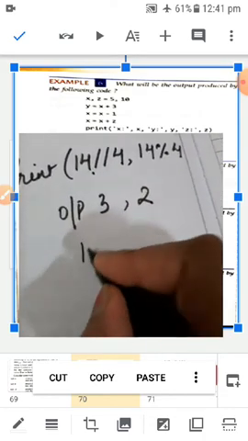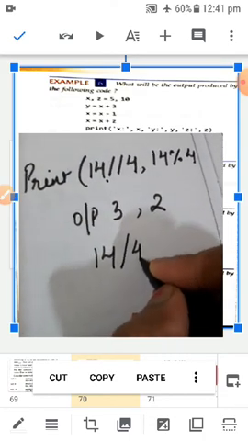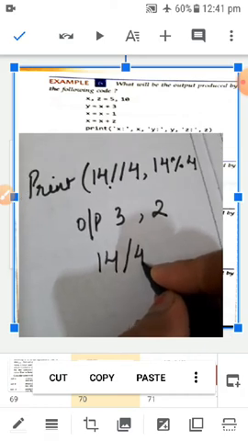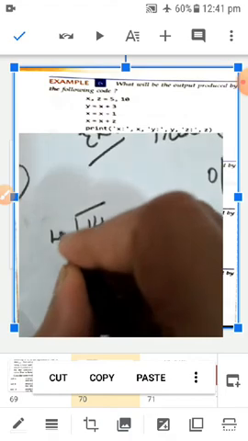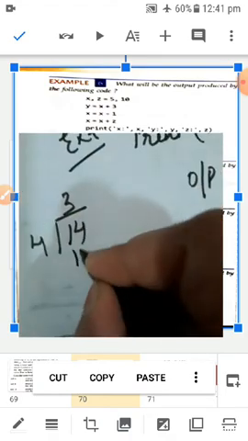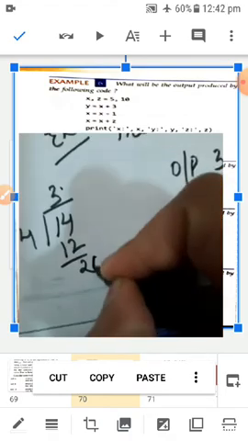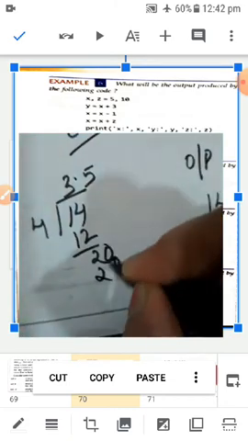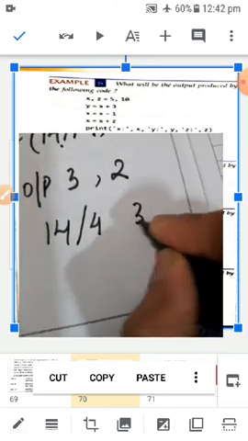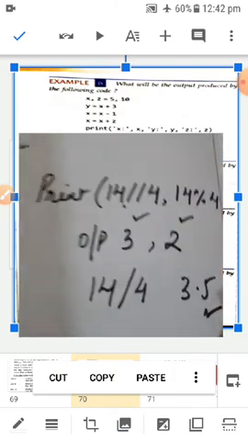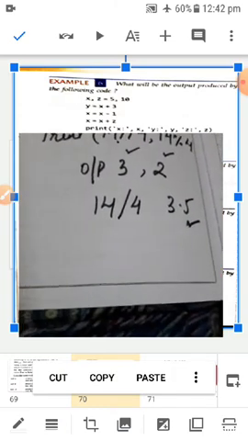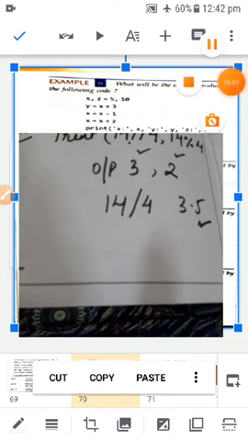Then the third statement is 14 divided by 4. It means what you will get? You will get the whole result. See, again divide 14 by 4. 4 3s are 12, 2 remainder here, 4 5s are 20, so you will get 3.5. So this 3, this 2 and this 3.5 will be your answer. So in this way you have to solve such kind of questions.